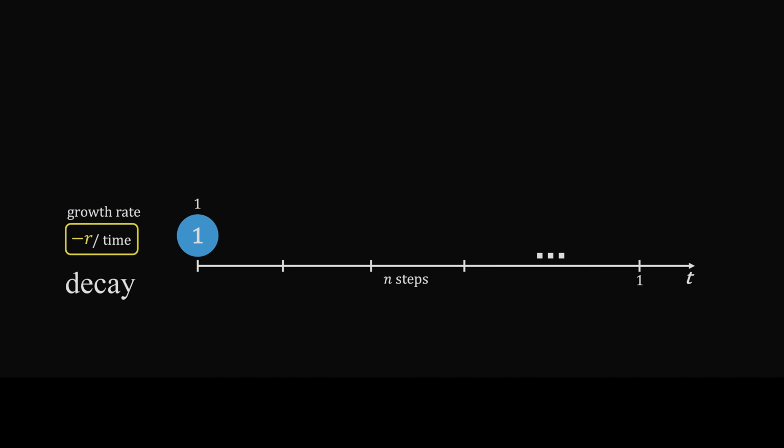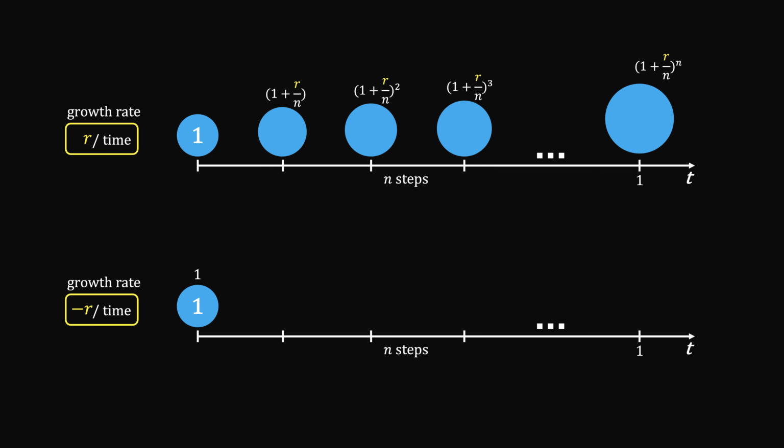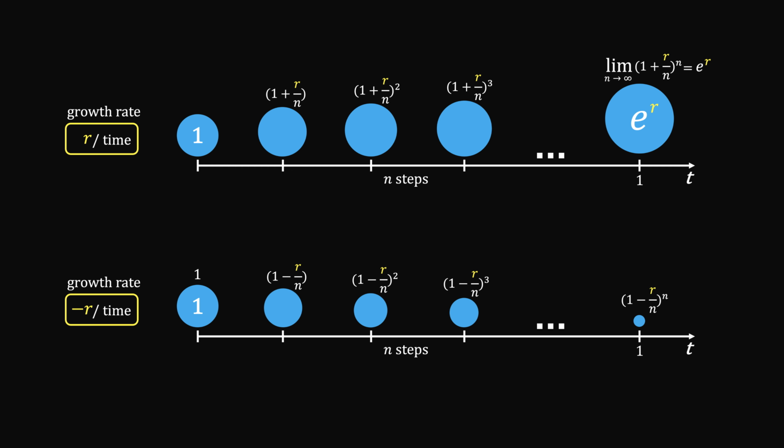Now, can we also use e to express decay? In the case of growth, each step grows by r over n. Over n steps, it takes on the form of the nth power. We've shown that when n goes to infinity, it can be written in a convenient format as e to the power of r. Now, in terms of decay, each step shrinks by r over n. It becomes 1 minus r over n to the power of n. So the question is, what is the limit of this guy?